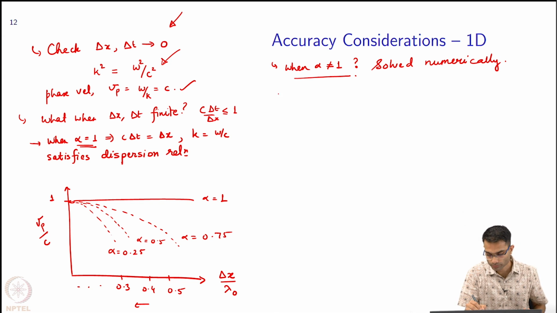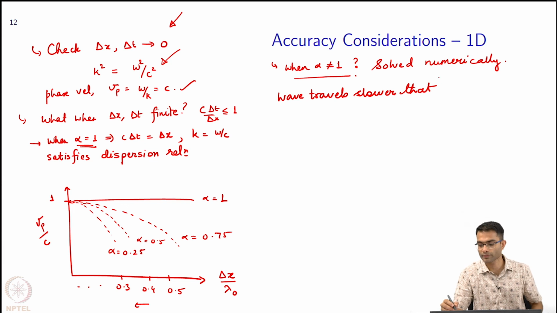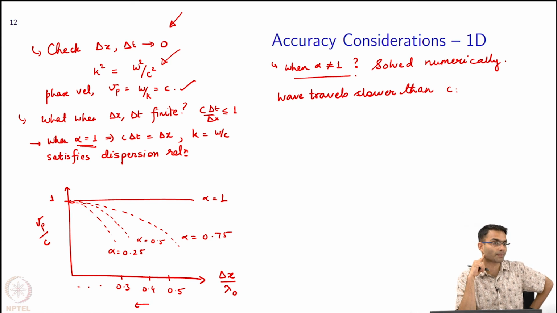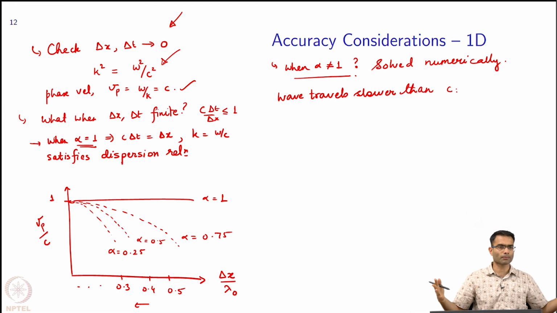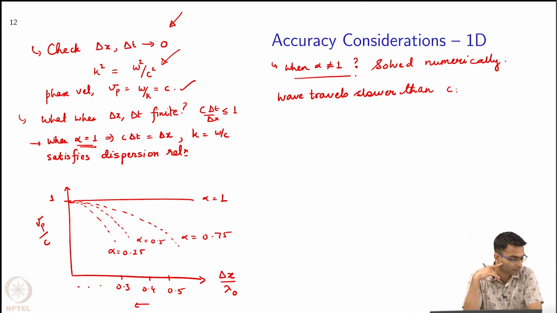So, the wave travels slower than C, which we do not physically expect. Physically, it is a wave. I have not even put a medium or a material here. Free space, the wave should travel at the speed of light. But because I am simulating it on a finite delta x, delta t, and I chose alpha to be less than 1, I have this problem.